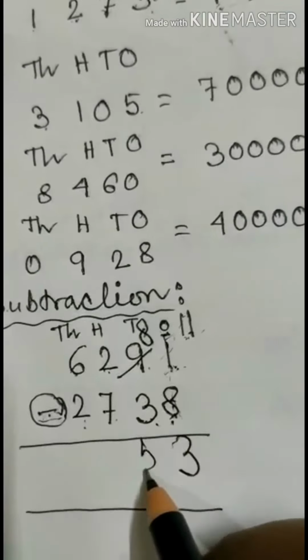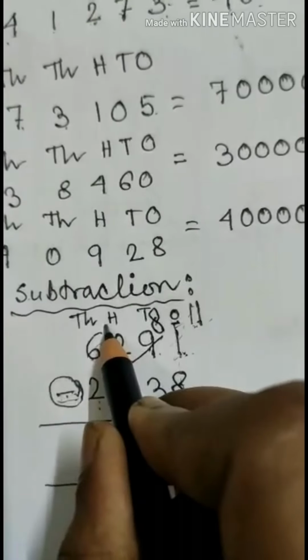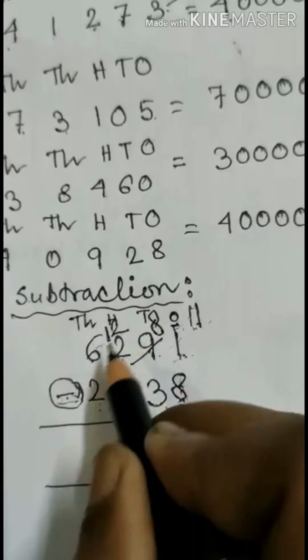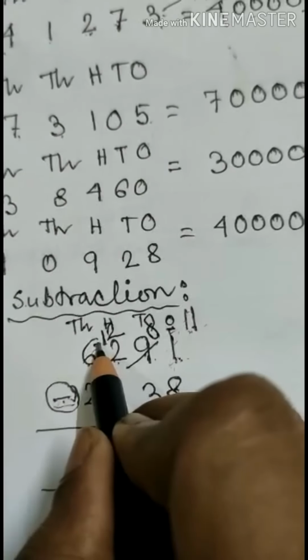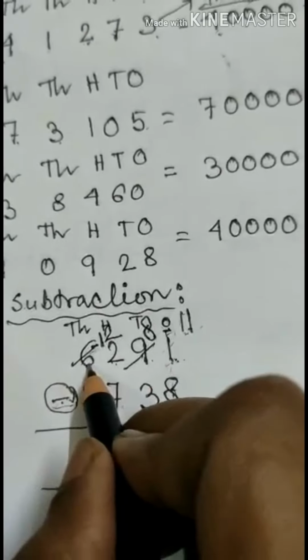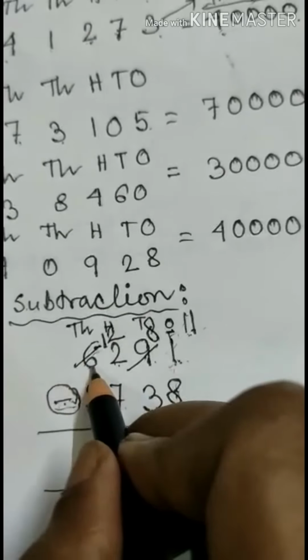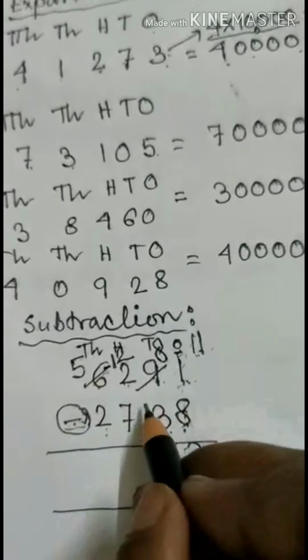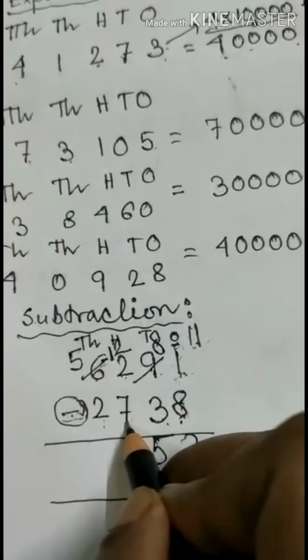Then again we cannot subtract 7 from 2. So we will borrow 1 from 6. It will be 12. We borrowed 1 from 6, so the 6 already has 1 taken from it and now it will be 5. Subtract 7 from 12. Count 7 to 12: 7, 8, 9, 10, 11, 12. That is 5.